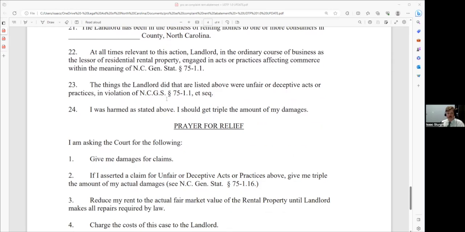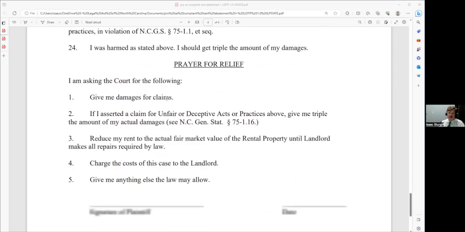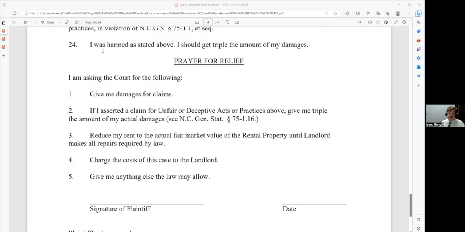Getting very close to the end on this now. The last part is really important though, and it's the prayer for relief. It's asking for the court to give the tenant damages for the claims against the landlord, reduce the rent to a lower amount until the repairs are made, charge the cost of the case to the landlord, and give the tenant anything else that the judge may think the tenant's entitled to.